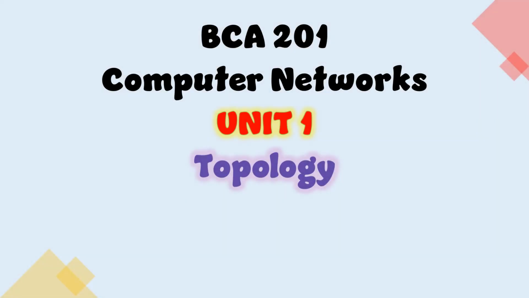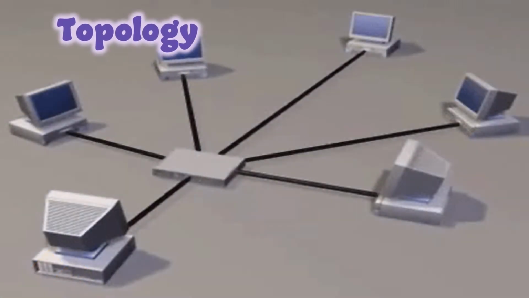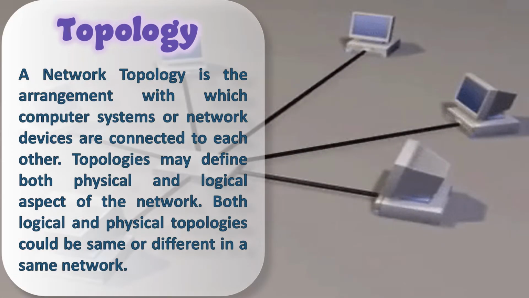BCA Computer Networks. Unit 1 Topology. A network topology is the arrangement with which computer systems or network devices are connected to each other. Topologies may define both physical and logical aspects of the network. Both logical and physical topologies could be same or different in a same network.